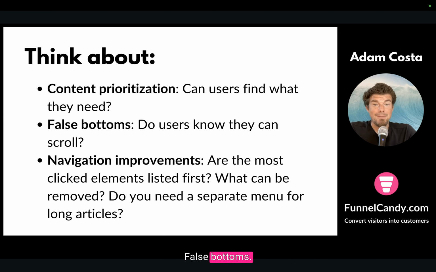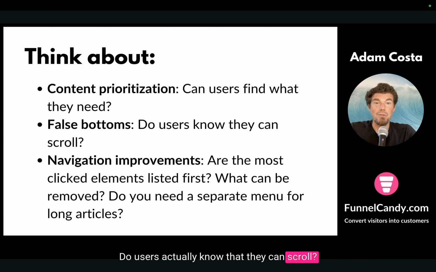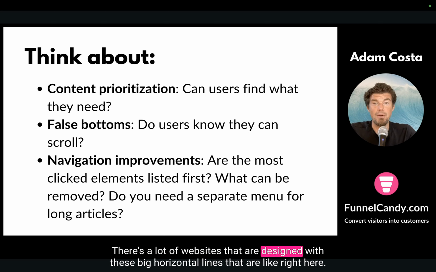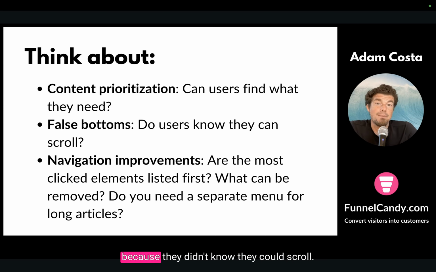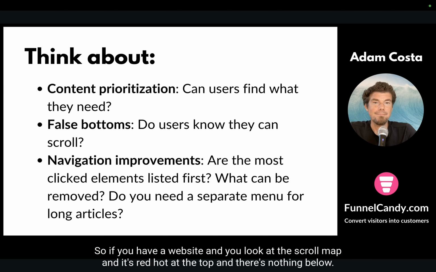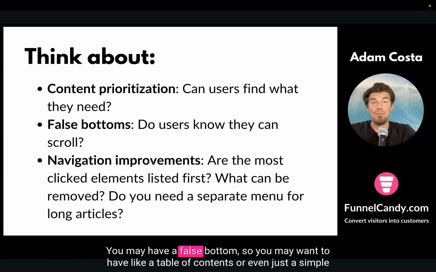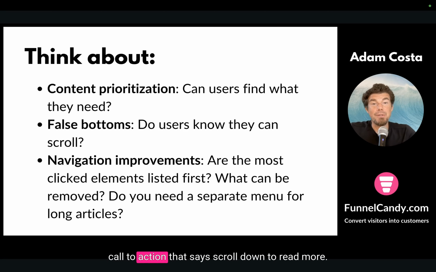False bottoms. Do users actually know that they can scroll? There's a lot of websites that are designed with these big horizontal lines that are like right here, and they make it very easy for users to miss all of the content below the page because they didn't know they could scroll. So if you have a website, you look at the scroll map and it's red hot at the top and there's nothing below, you may have a false bottom. So you may want to have like a table of contents or even just a simple call to action that says scroll down to read more.